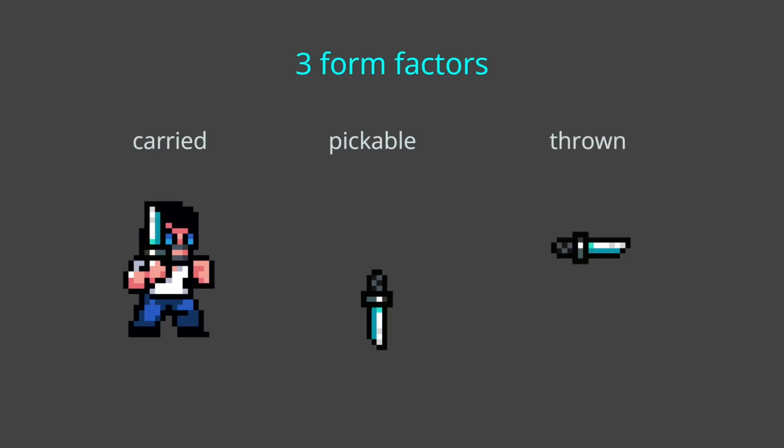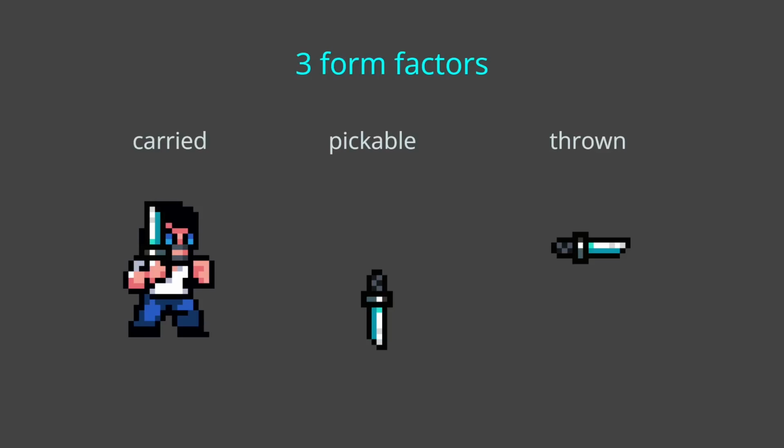The third form factor is as a flying object in the world scene. These flying weapons will be spawned whenever they're thrown by enemies or by the player. And they will cause damage to players and enemies alike, and they'll be destroyed upon contact. In the event where they don't hit anything while flying, they will also detect going out of the camera view and self-destroy as well.